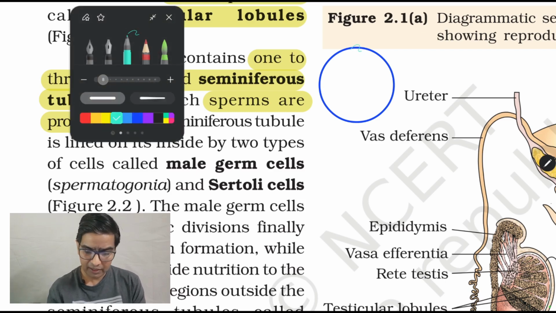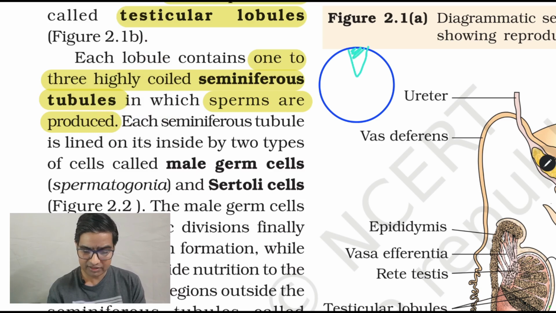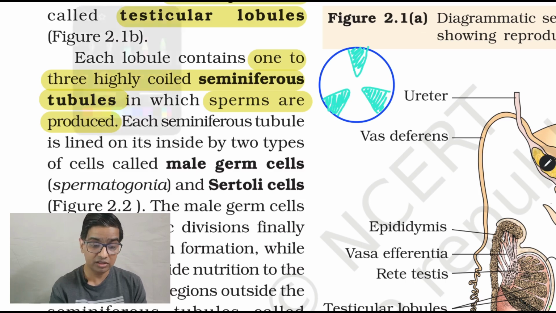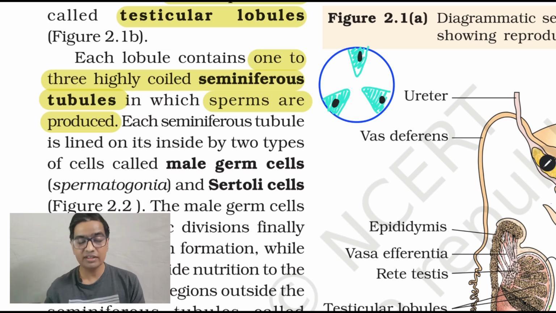The first cell is this pyramid shaped cell. These pyramid shaped cells are called the Sertoli cells. They are also called the nurse cells or the sustentacular cells, and their job is to provide nourishment. They are the ones who are protecting the developing sperms.